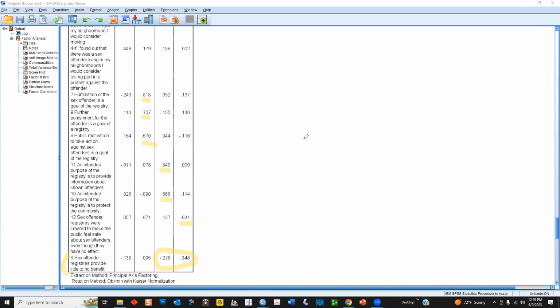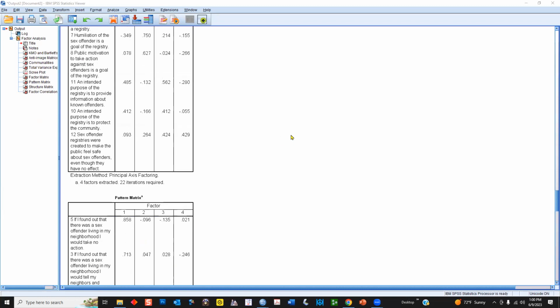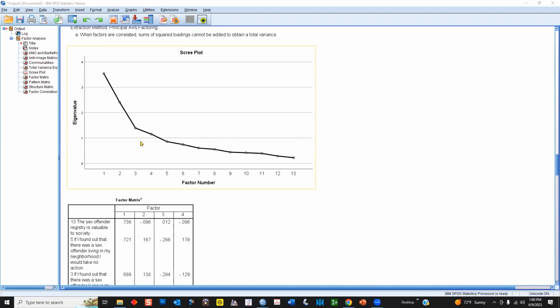appears to be a pseudo factor because it only has 1 item loading on it, and because it did not account for more than 5% of the variance of the scale. It was also pretty close to that break line in the scree plot. That 4th factor, that's right here.